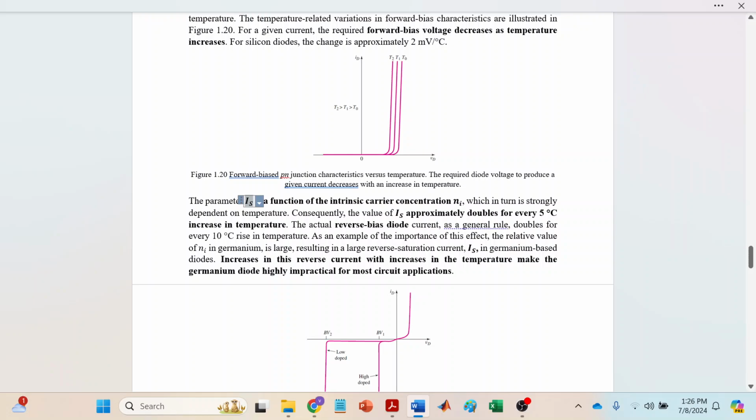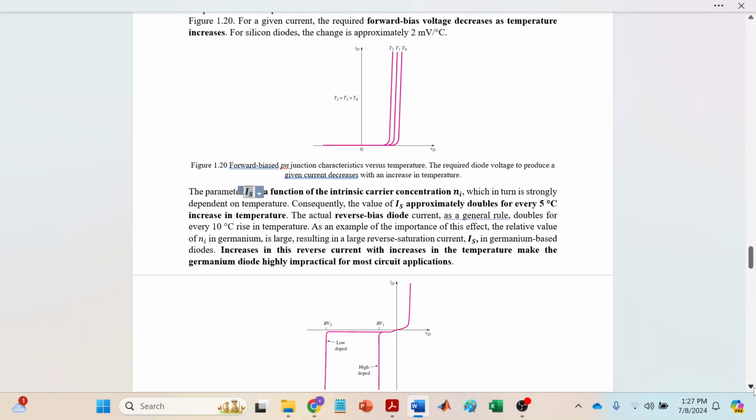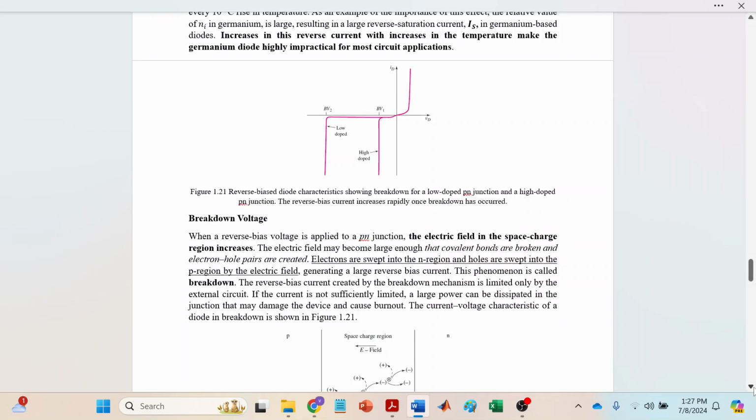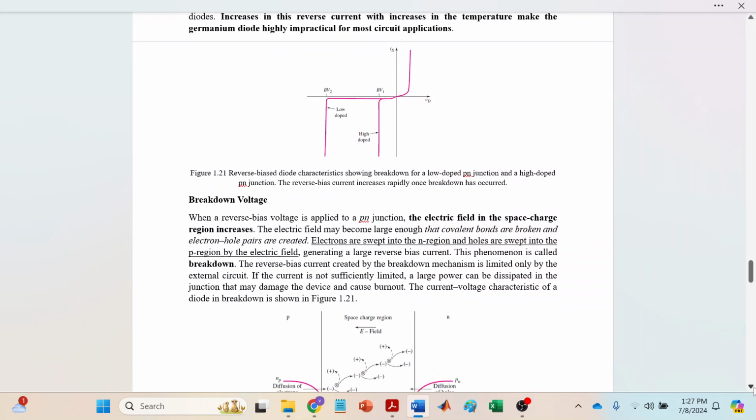Because of this effect, you will not really see germanium-based diodes, because germanium is really sensitive to temperature. An increase in the reverse current will result in an increase in temperature, and it is really very severe in the case of germanium. So germanium is impractical. It's not really used for most circuit applications because of its sensitivity to temperature.